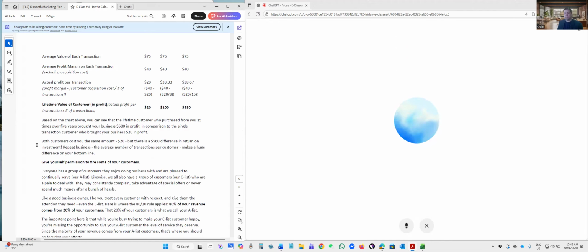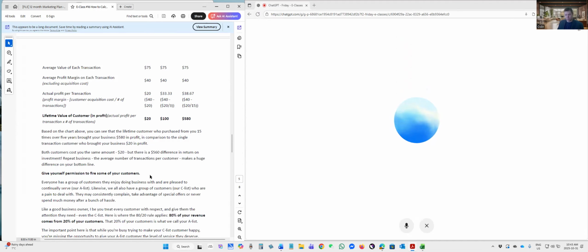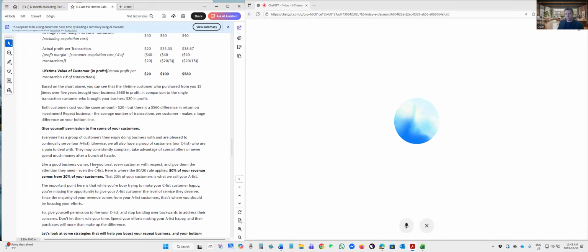Based on the chart above, you can see that the lifetime customer who purchased from you 15 times over 5 years brought your business $580 in profit, in comparison to the single transaction customer who brought your business $20 in profit. Both customers cost you the same amount, $20, but there is a $560 difference in return on investment. Repeat business, or the average number of transactions per customer, makes a huge difference to your bottom line.